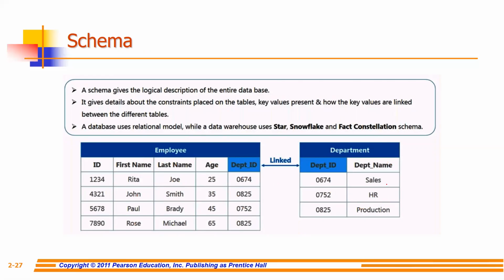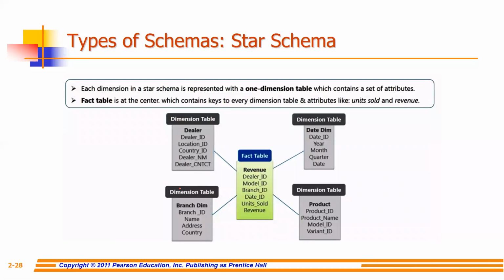So the department is a dimension here. All the information related to the employee departments is stored in a dimension table, while the facts related to the employee are stored in a fact table. A fact table is surrounded by multiple dimension tables. So a fact table contains multiple dimension keys.